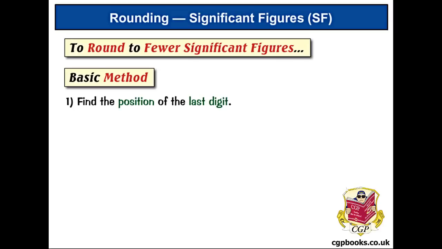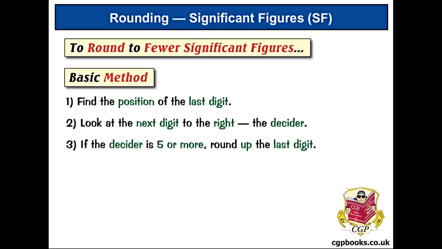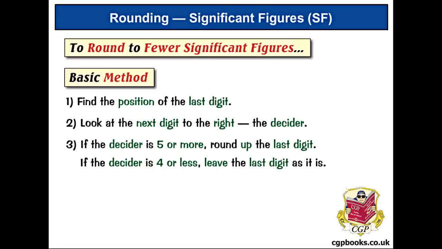First, find the position of the last digit. So that's where you want the last significant figure to be. Then look at the next digit along, to the right. This is the decider. If the decider is 5 or more, then round up the last digit. But if it's 4 or less, leave the last digit as it is.